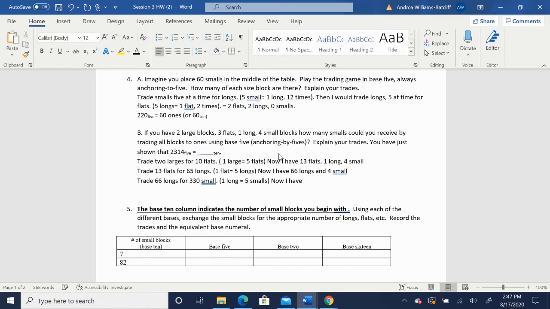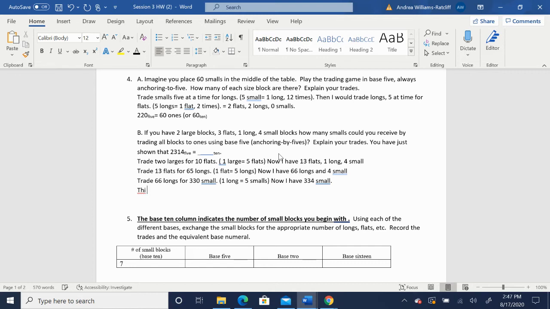Now I have 334 small. This value is 334 in base 10. Once we get them in ones, they're all equivalent. Now, why should it take more digits? This is a lower base. Anytime we're working with a lower base, it's going to take us a little while here.